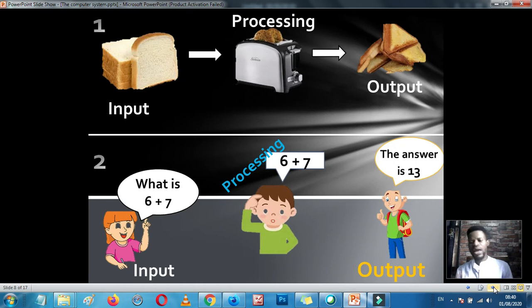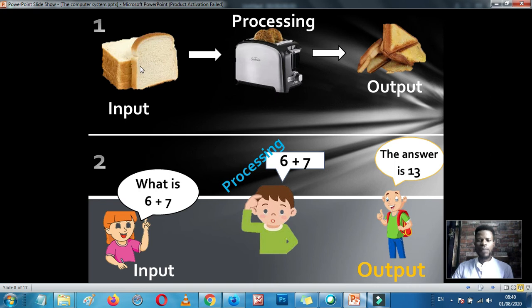Now I'll give you two examples of how the computer works. For example, you want to prepare toasted bread. You take your sliced bread. The sliced bread right now is the input. You put it inside your toaster. Once you put it inside your toaster, you are processing it.